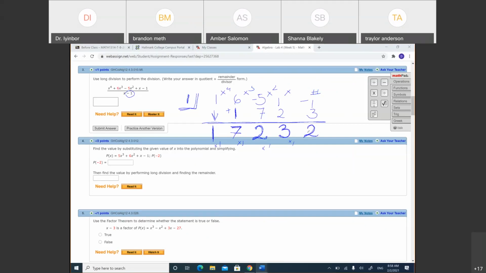And now, looking at my table, I have everything I need. So the last number is my remainder. So the remainder is 2. That's the remainder. Okay?